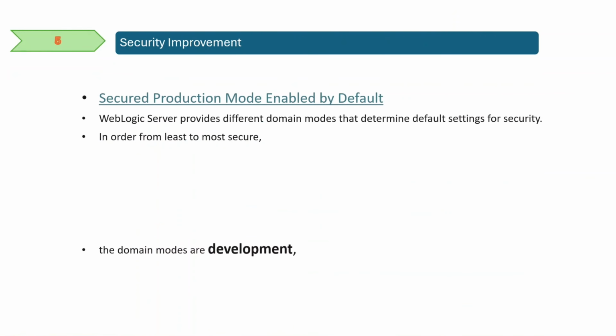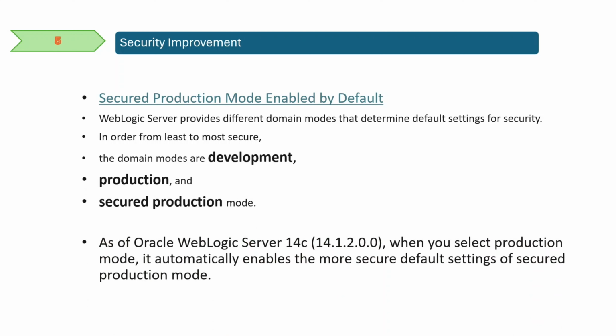In security, we will see many changes they have made. First of all, they have added a new security mode, that is secure production mode. WebLogic provides different domain modes that determine the default settings for security. When we create a domain, we choose which mode we need to go with. We will see development mode, production mode, and secure production mode. Development mode is the least secure mode, and secure production mode is the most secure production mode.